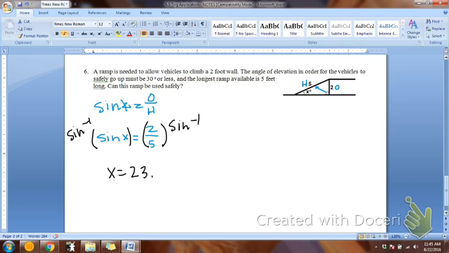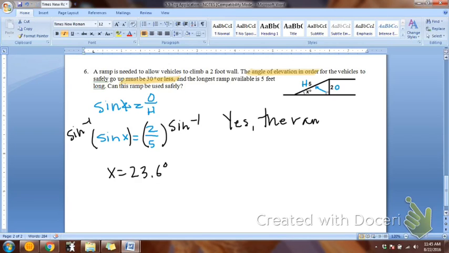23.6 degrees. Now, let's look at what the question said. It said, can the ramp be used safely? Meaning, the angle of elevation must be 30 degrees or less. So, can this ramp be used safely? Yeah, because 23.6 is less than 30. Okay? So that's how we're going to answer the question.